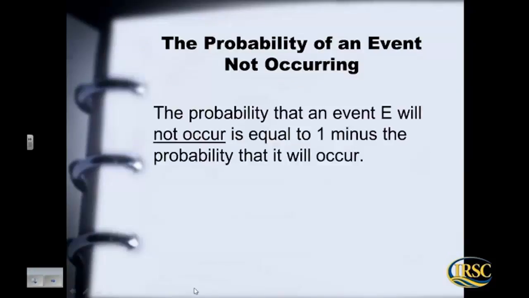It uses probability, but gives you a little different information. Okay, so the probability of an event not occurring: the probability that an event E will not occur is equal to 1 minus the probability that it will occur. Now, we actually saw this illustrated in the expected value problems, because in the last problem, you could either win or you lose. So if you know the probability of winning, then you just subtract that from 1, because losing is the probability of not winning, right?